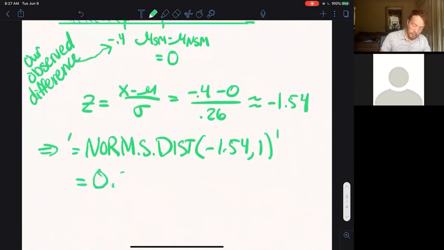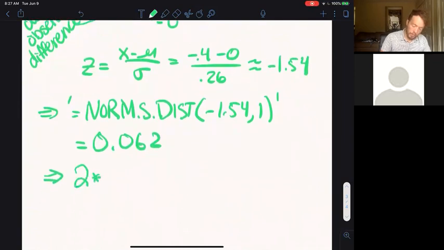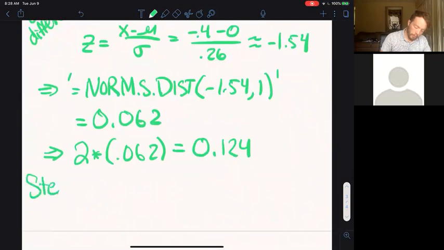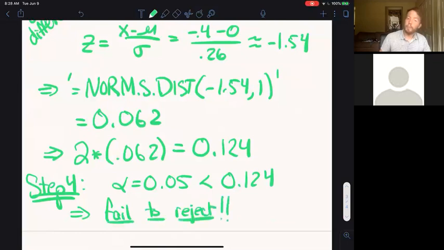That's going to be equal to 0.062. And since we're working with a two-sided hypothesis test here, we need to times this value by 2. And note, step 4, we make our decision. So alpha was 0.05, and this is less than 0.124. And when we have this, we fail to reject. Okay? So that is how this works.